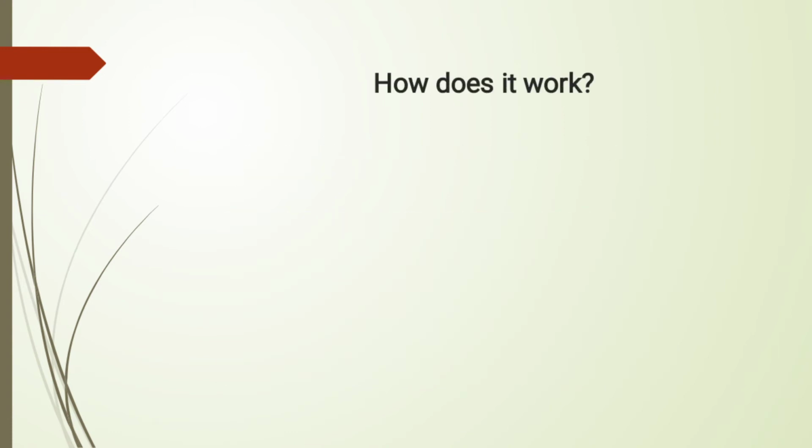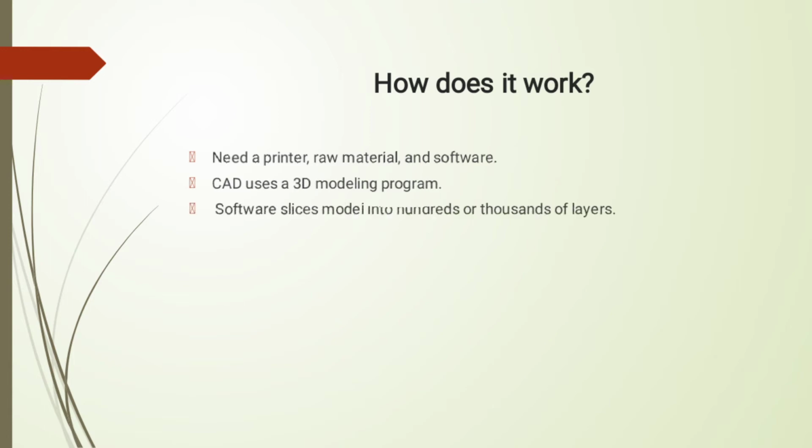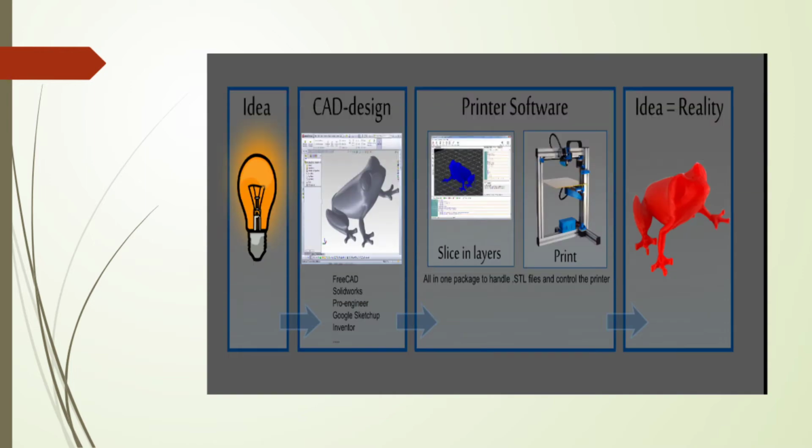How does it work? Need a printer, raw material and software for working. CAD uses a 3D modeling program. Software slices the model into hundreds or thousands of layers. Object created layer by layer. Idea, CAD design, printer software: idea equals reality.